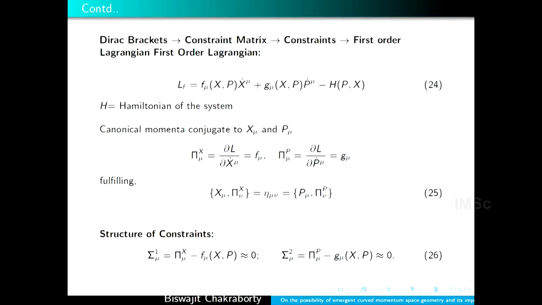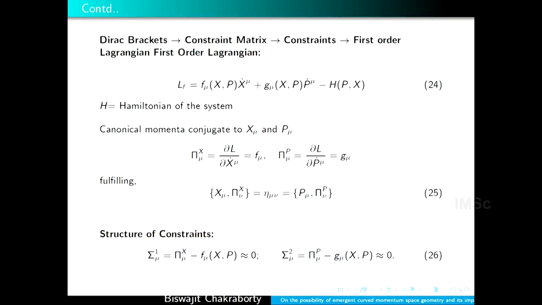We have the Dirac bracket. From there we can identify the inverse of the constraint matrix, not the constraint matrix. Then from there the constraint matrix. And from there we have to identify the constraint. From there we can guess, and after that we can check whether the first order Lagrangian really yields that kind of Dirac bracket or not. So this is our answer.